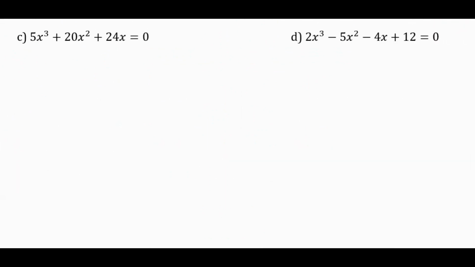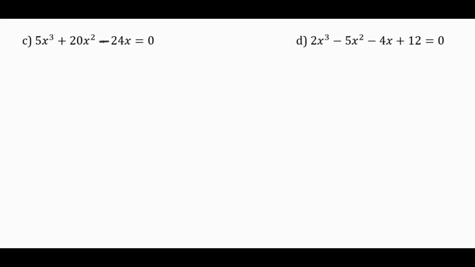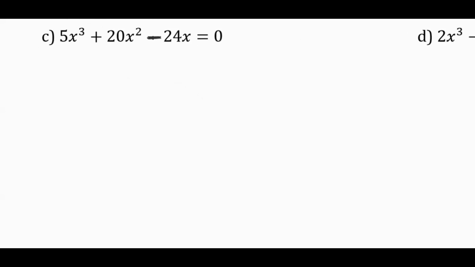Okay, next question. This is actually supposed to be just -24. First one starts off easy. What do you notice? X factor. There's a common factor of x. That makes things easy. If there's a common factor in the coefficients, you take that out too.